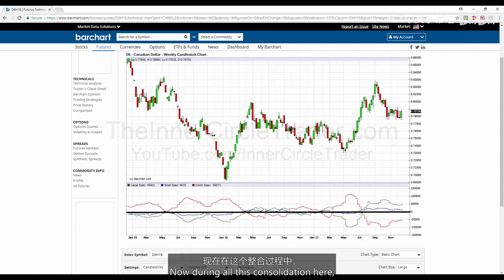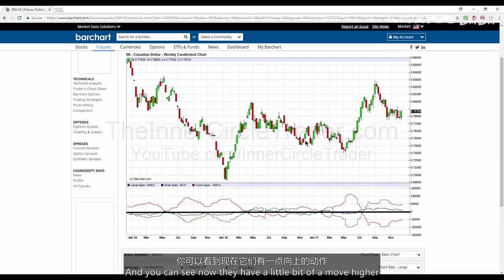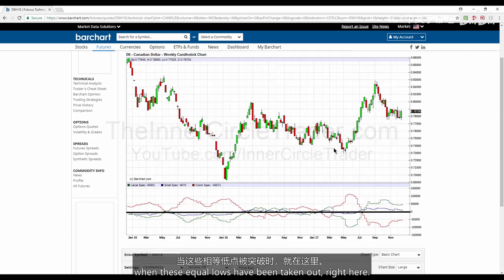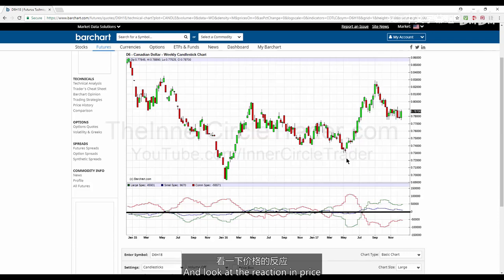Now during all this consolidation here, you can see even though the commercials were below the zero line, which would be net short, they went back above the zero line, and you can see now they have a little bit of a move higher, and they dip back below the zero line. They started selling off, and then watch what happens when these equal lows have been taken out right here. Huge buildup of net long positions, and look at the reaction in price on the Canadian dollar as a result. Huge extrapolated move on the upside. What's it reach for? A run above this old high back here.